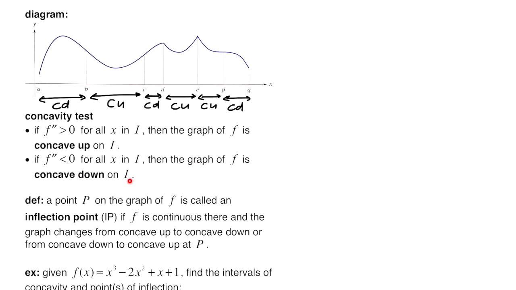If f double prime is negative for all x in the interval I, then the graph of f is concave down on that interval. This definition says a point P on the graph of f is called an inflection point, or an IP, if f is continuous there and the graph changes from concave up to concave down, or it changes from concave down to concave up at that point P. So going back to this diagram, we have a change from concave down to concave up. So this right here is an inflection point. Similarly, here's also an inflection point. This, by definition, is an inflection point.